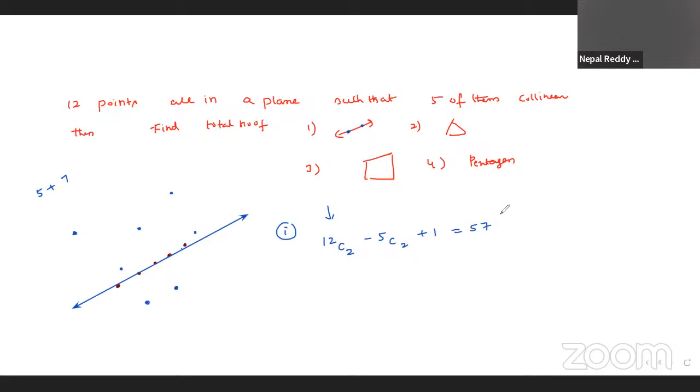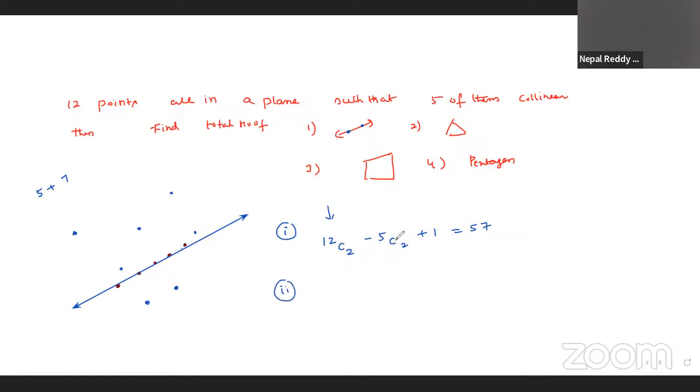What I am saying is, total there are 12 points. Out of 12 points, if you choose any 2 points, you will get a straight line. But particularly when 5 points are collinear, out of these 5, if you select any 2 points, that indicates a common straight line. So here we are repeating in the counting, so I am going to eliminate that 5C2. Next, you have to consider that as only one line, so plus 1 is needed in the solution. Next, the second one, number of triangles.